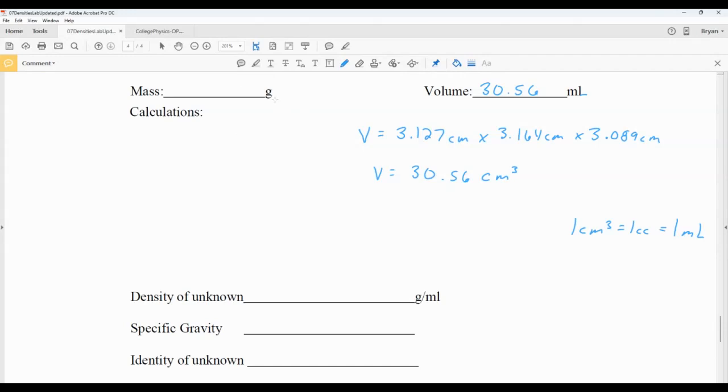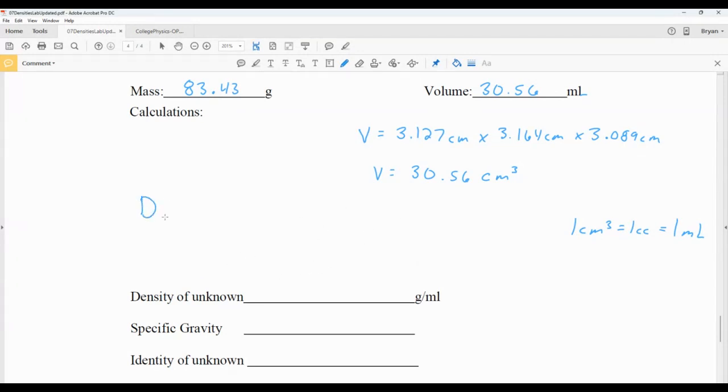The mass of the block, because again, it's a regular, easy sort of shape, something that's solid and will hold its form, can just go straight on the triple beam balance. And what I have recorded from before is 83.43 grams. Okay, and that's perfect. Plenty of information here.